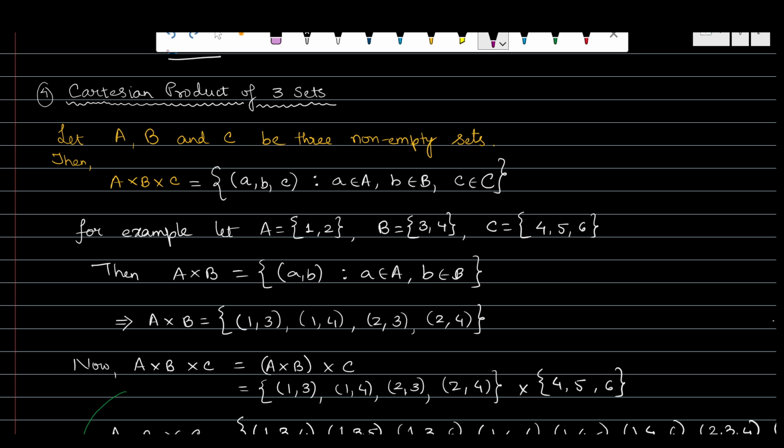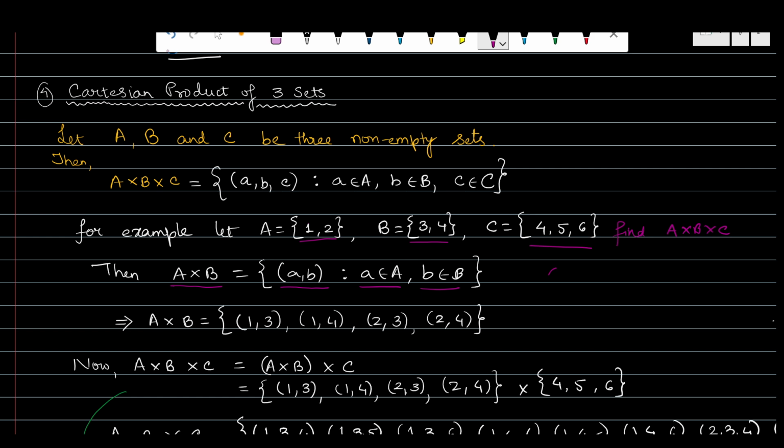For example, let A equals {1, 2}, B equals {3, 4} and C equals {4, 5}. We need to find A cross B cross C. So for that we will first find A cross B. Now A cross B will be of the form of the ordered pair (a, b), such that a is from the first set and b is from the second set. So the first element will be (1, 3), second element (1, 4), third (2, 3), (2, 4).